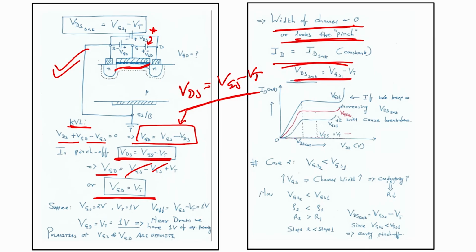Now, you see VDsat equals VGS minus VT, we know that, right. So, if I keep on increasing my VDS, I can see change in my ID, right, but that also has to depend on my VGS. So, I have VGS1, VGS2, VGS3, down to VGS equals threshold.